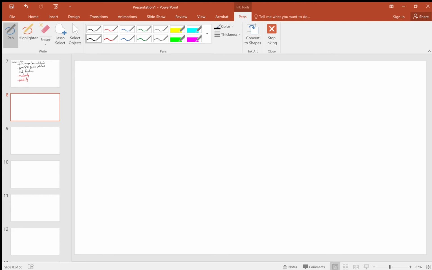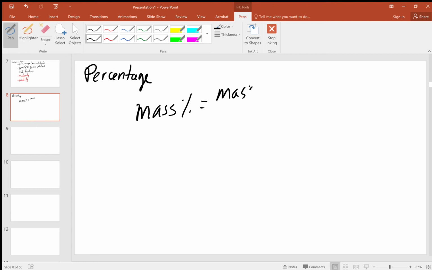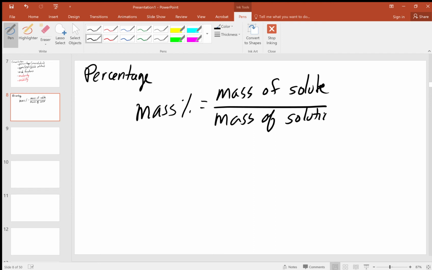So we'll start with percentage. And the most common type of percentage we use is what's called mass percent. So mass percent is just literally the mass of the solute over the mass of the entire solution. And then we multiply that by 100. The units don't matter in this equation as long as the units match.